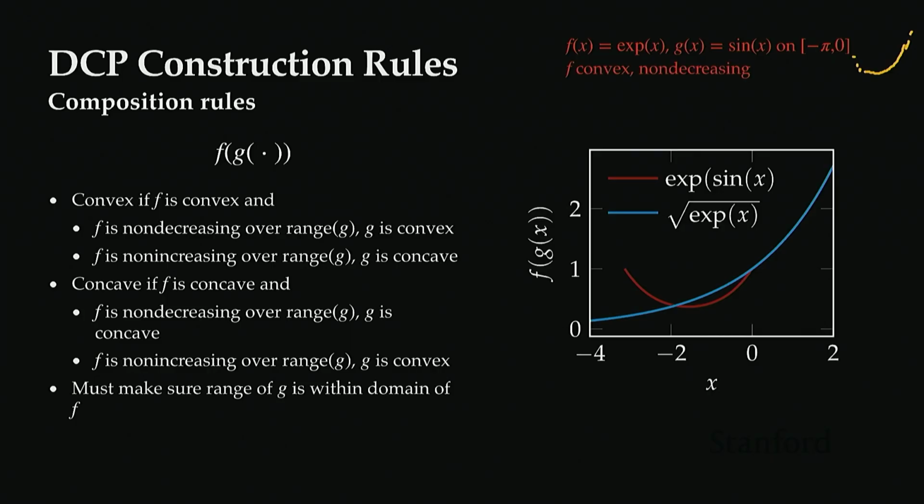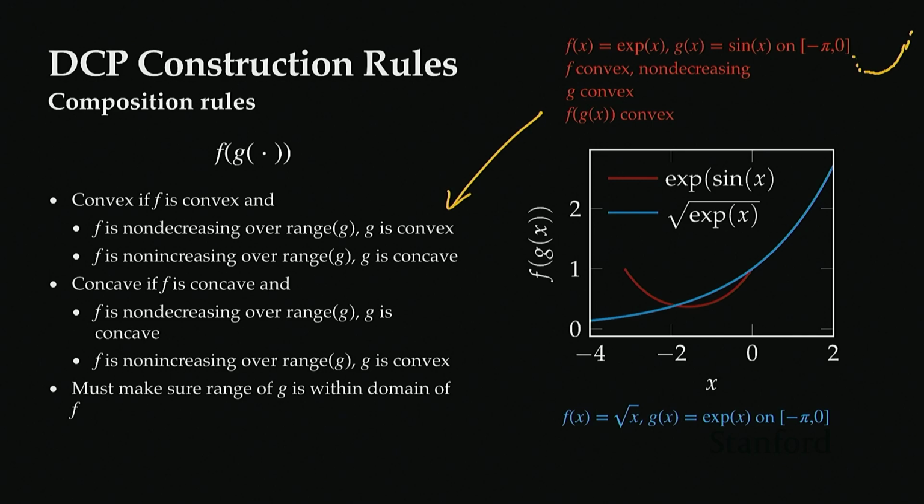We have that f is convex and non-decreasing, right? Exp of x doesn't decrease as you increase x, it goes up. And we have that g is convex. What does that tell us about the composition? Just according to these rules. Convex. So by the first rule here, this thing is going to be convex.